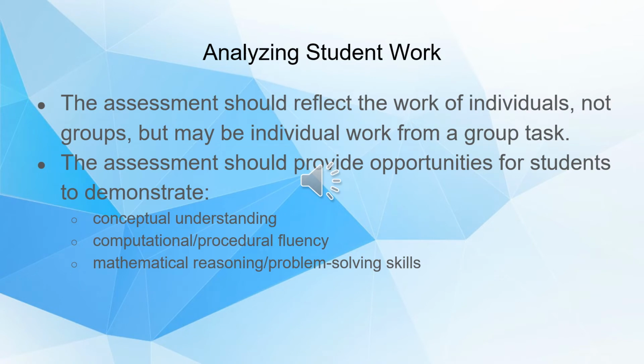Again, just like before, the assessment needs to reflect the work of individuals. So in other words, they can work on something in a group, but you can't assess them as a group. You still need to assess each person in that group on their individual work. So you want to make sure that even if students are working together, they're doing their own individual work. And then the assessment needs to show those 3 things that we just went over: the conceptual understanding, the computational and procedural fluency, and then the mathematical reasoning and problem-solving skills.